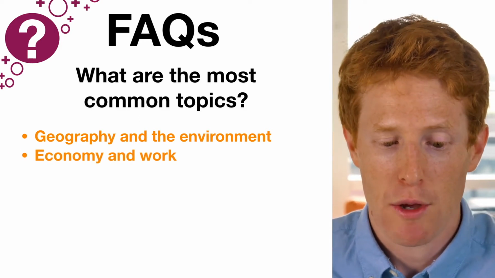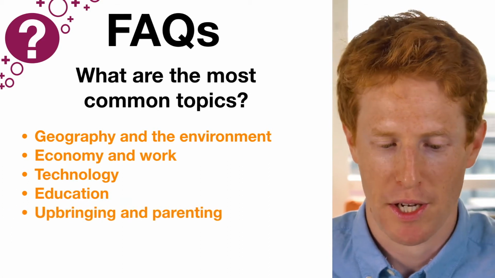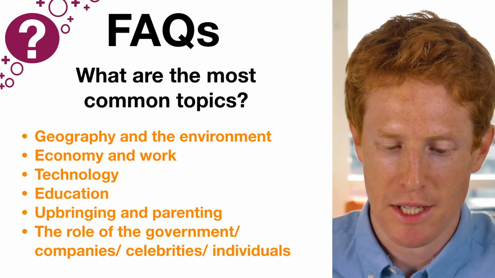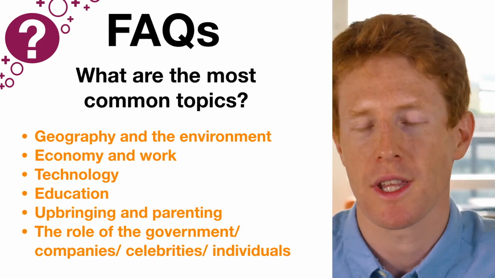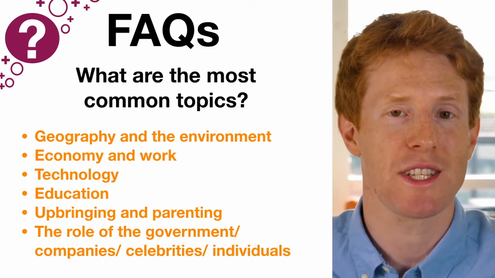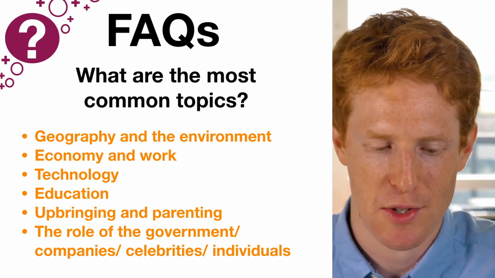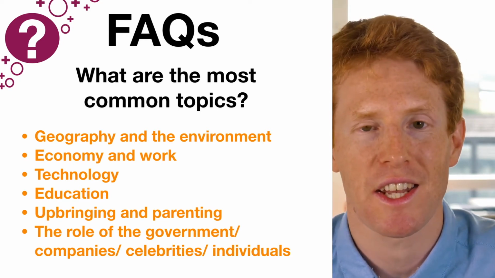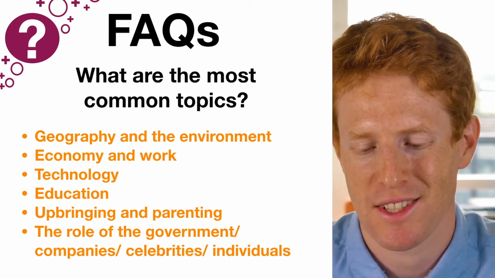Next we have economy and work. We also have technology, education, upbringing and parenting, and the role of the government, companies, celebrities, individuals. Now, there are still some questions that don't appear within these categories. However, these are the most common topics that appear in the writing test. So getting some advanced vocabulary connected to these topics and practicing essays connected to these topics will definitely help you in your preparation for the writing test.